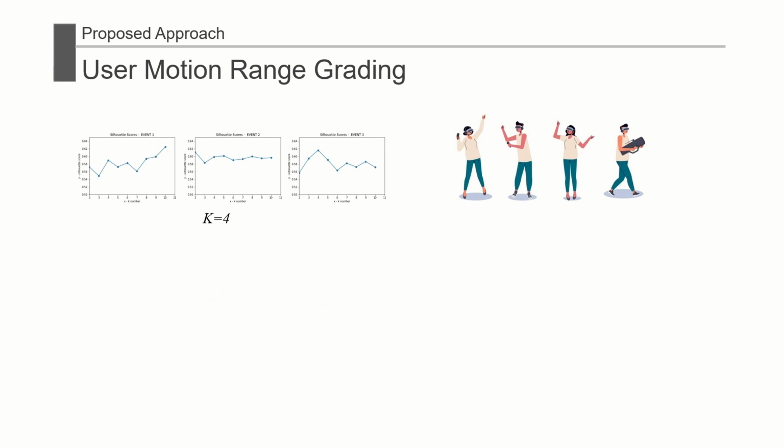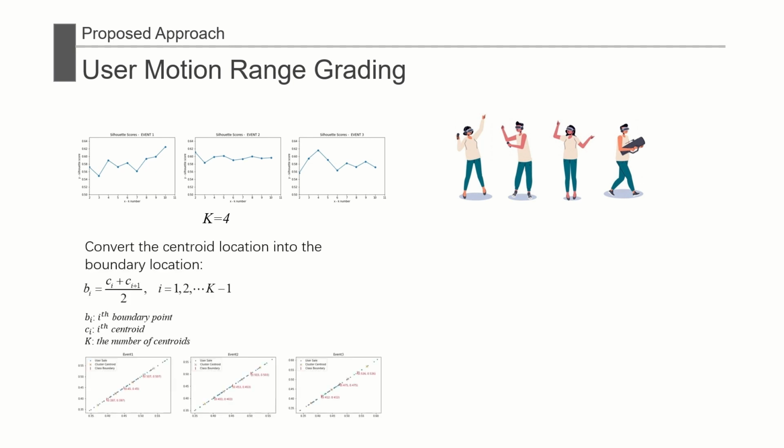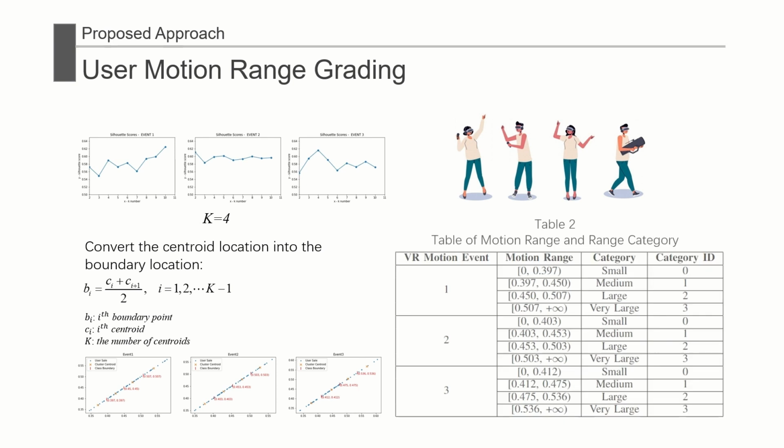Now we need to analyze and cluster the VR motion ranges of these 3 motions respectively, to divide the range into different levels. We determined the optimal number of classes for each motion range cluster and set the k value as 4. In our research, what we need is a boundary of the category, so we convert the centroid location into the boundary location. Finally, we concatenate the basic feature data of the user with the motion range categories of the motion events to obtain the constructed relation dataset.